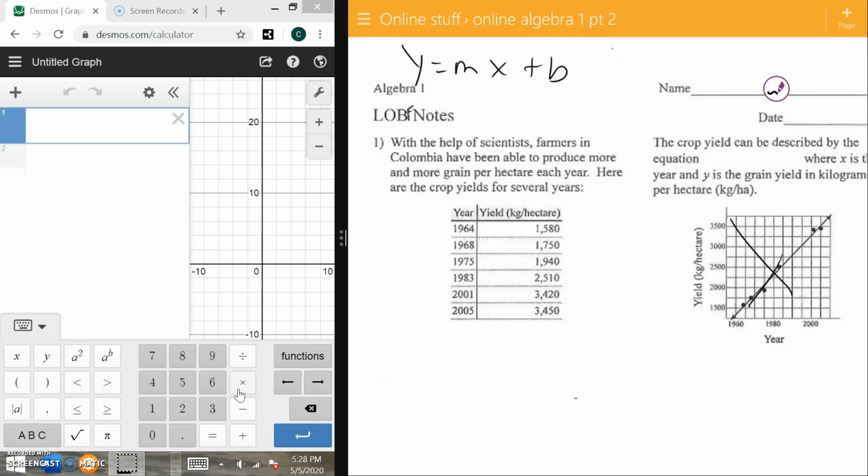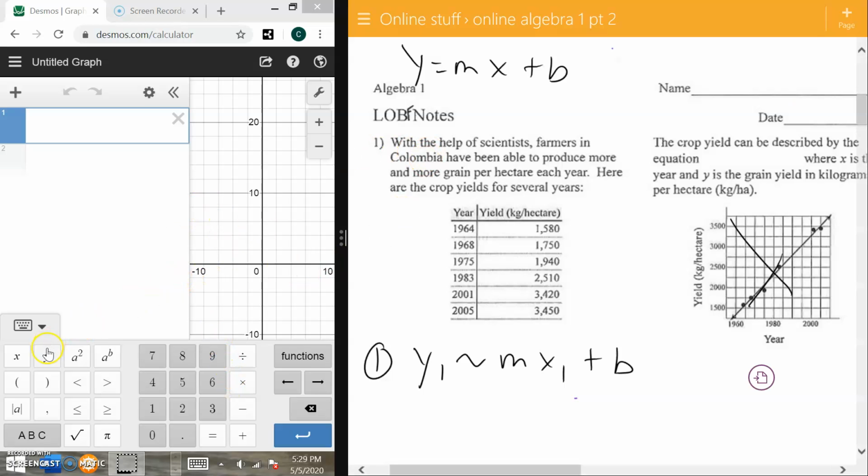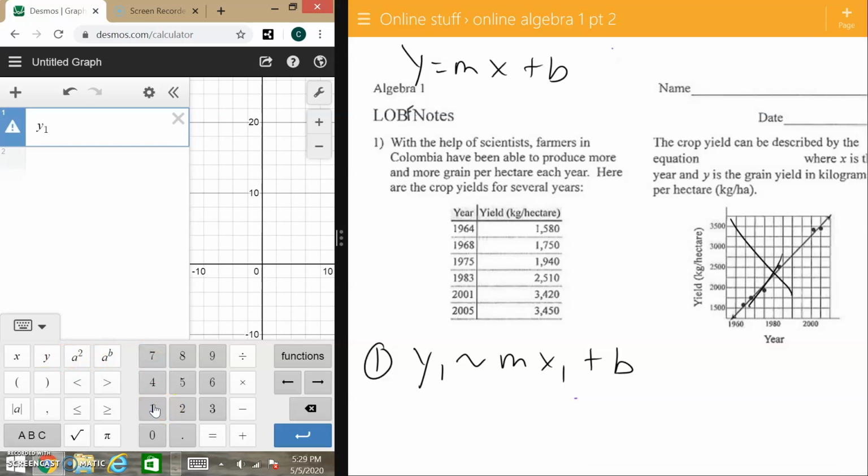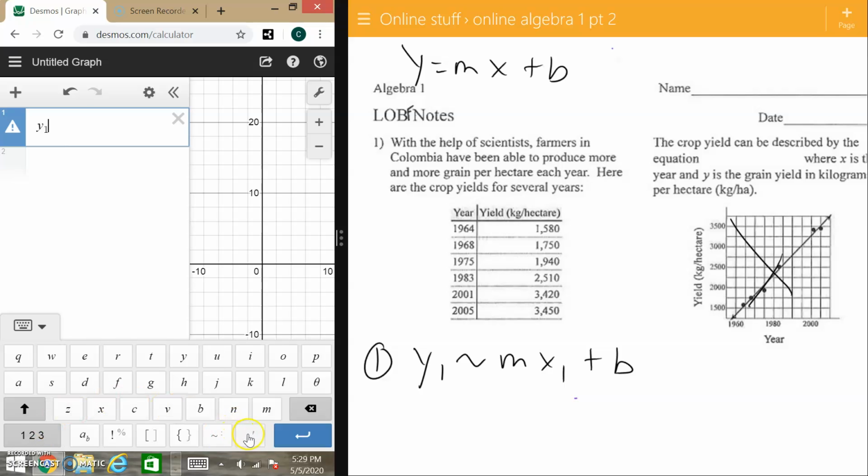So what I'll do is, in line 1, I need to type a certain thing in, and in line 2, I need to add a table. So in line 1, I write y1 squiggle mx1 plus b. Now, if you're wondering how I get those, I have my cursor right here. I will click y. To get the 1 below it, I'll just click 1. To get the squiggle, I will do ABC, and it's right over here next to the comma.